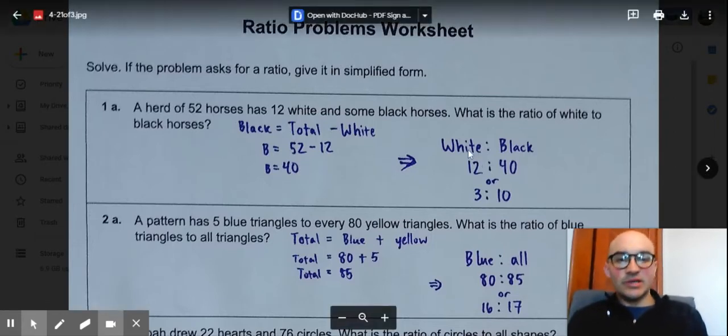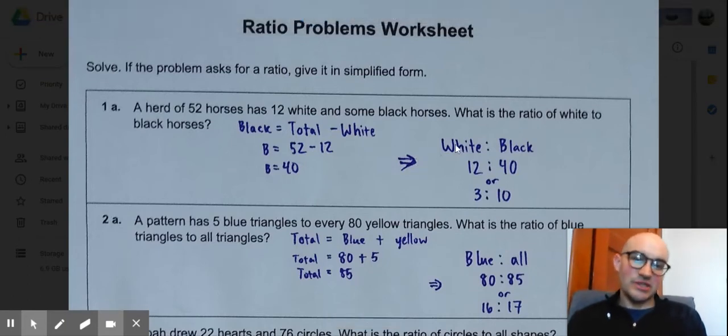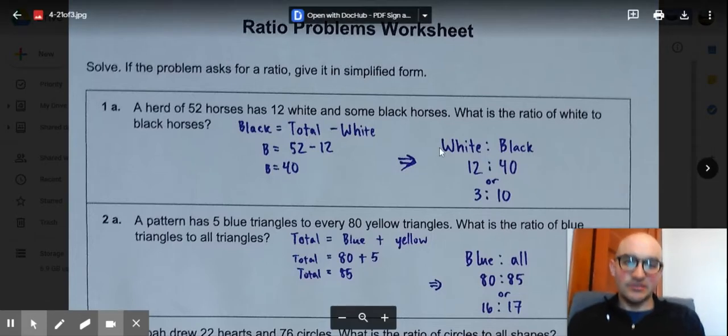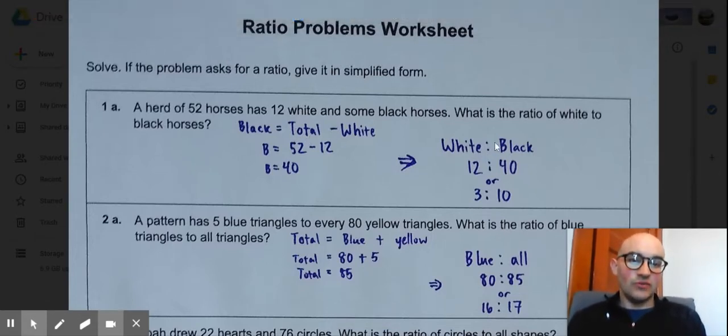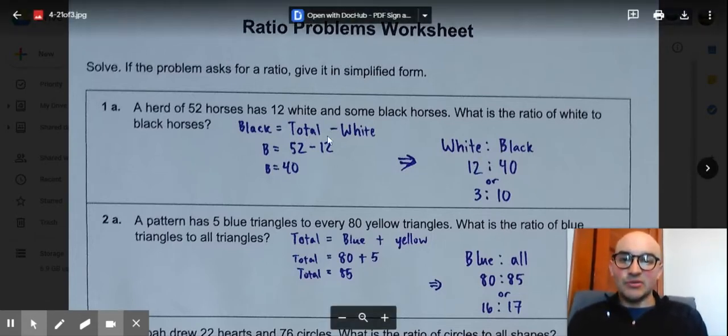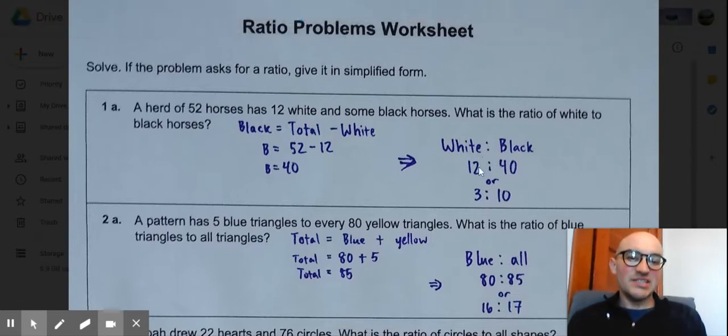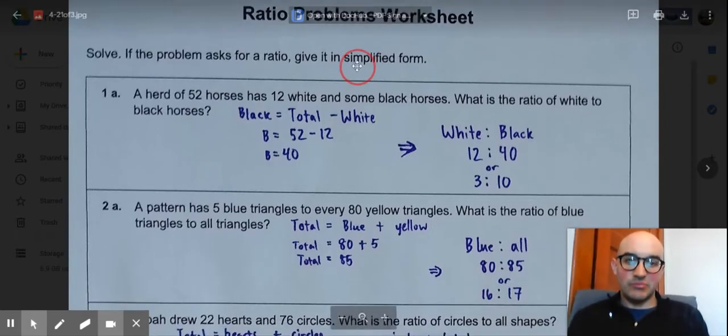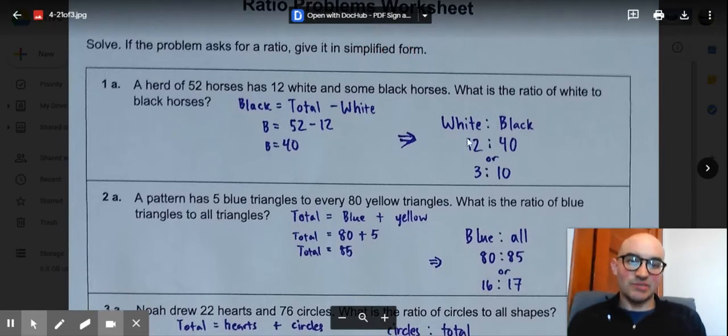So finally, we're going to set it up as a ratio. We're going to answer our question here. My arrow just points you in this direction. This is the direction my thinking went. I did all this stuff first, and then I went to the right. So I do a ratio of white to black. I plug in my numbers, 12 white, 40 black, but I need to simplify it. The worksheet's asking us to find it in the most simplified form.